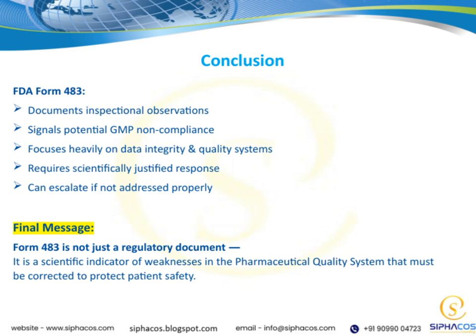follow. And here's the key takeaway. Form 483 is more than just a regulatory formality. It's actually a scientific indicator of weaknesses within the pharmaceutical quality system. Addressing these weaknesses is essential not only to stay compliant, but to truly protect patient safety. So remember, this document highlights areas that need improvement to ensure the highest standards in pharmaceutical quality.